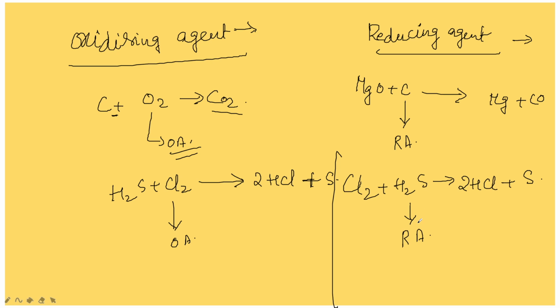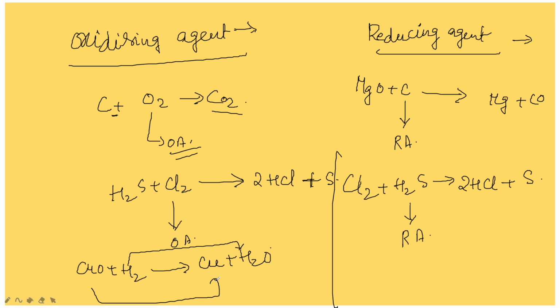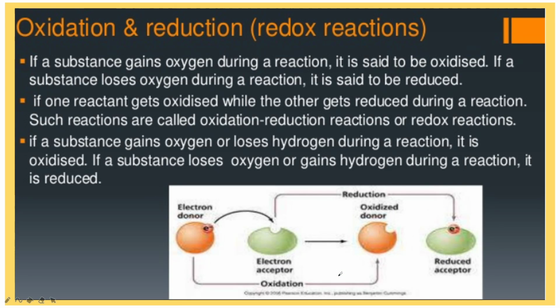A reaction in which oxidation and reduction both take place simultaneously is called an oxidation reduction or redox reaction, which we have already seen. So CuO plus H2 gives rise to Cu plus H2O, which means here the oxidation took place and here the reduction took place. So which type of reaction is it? Redox reaction. Now can you tell what the differences between oxidation and reduction are?